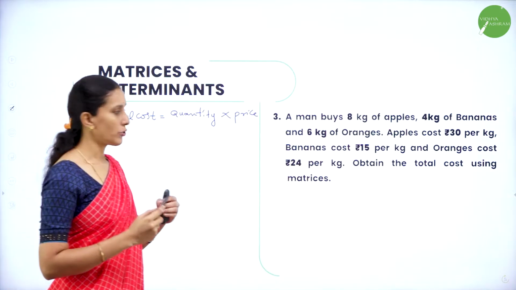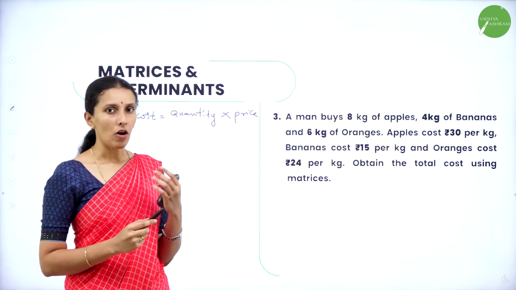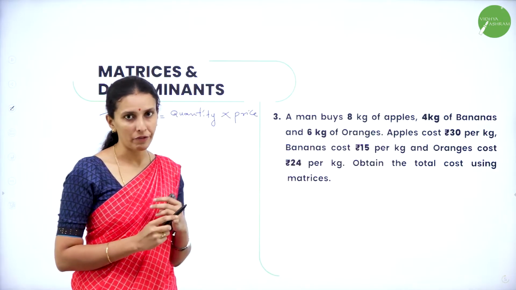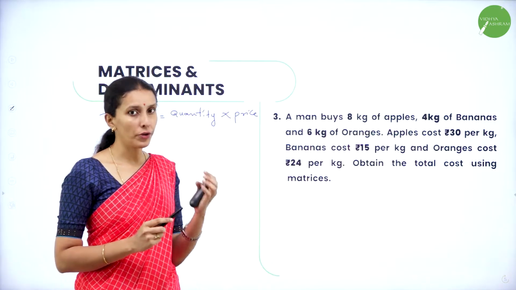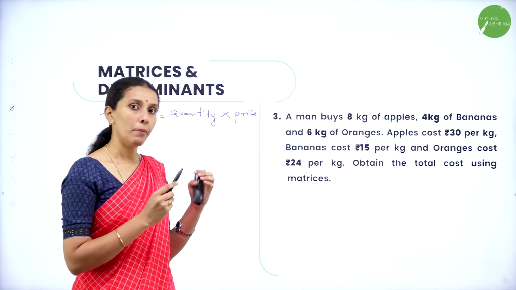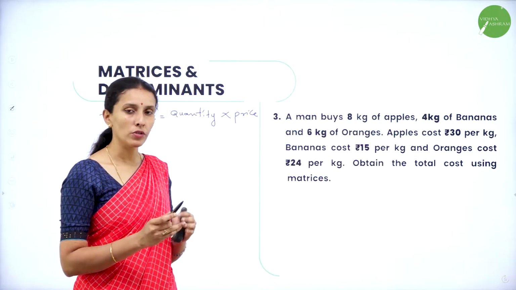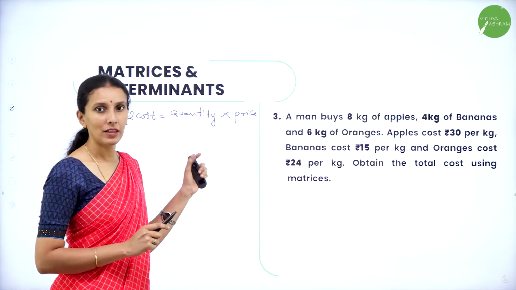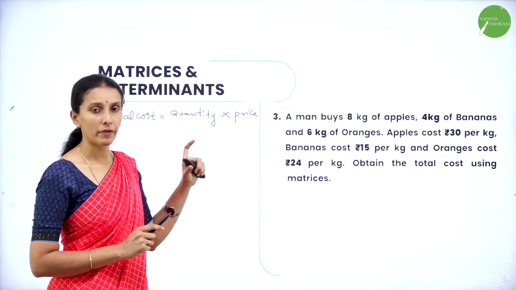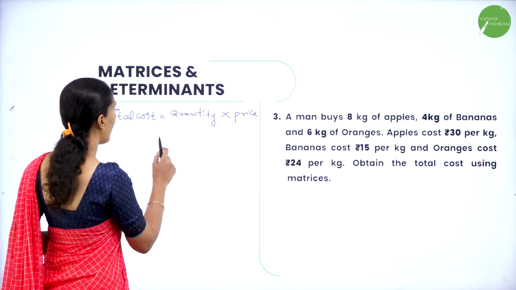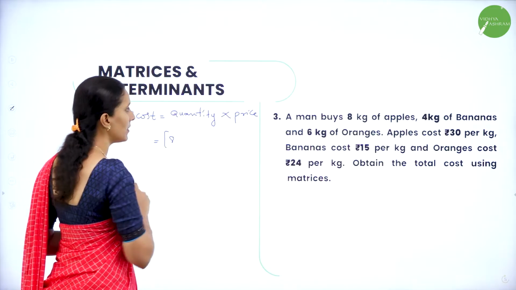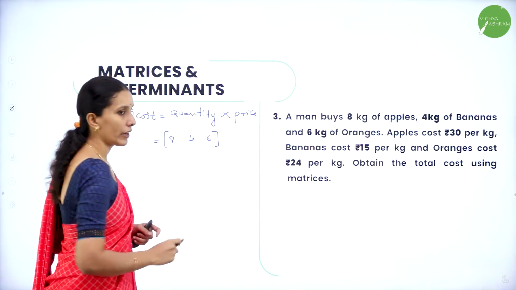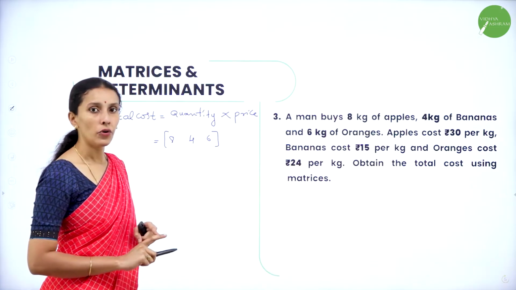So to find the cost, we will multiply the cost with number of kgs. In terms of matrices, if you want to multiply any two matrices, the number of columns and number of rows in the two matrices must be same. So for that purpose, I will write one matrix in the form of a row matrix and another in the form of column matrix. So now I have 8 kg of apples, next 4 kg of banana, 6 kg of oranges. This I have represented in a row matrix.